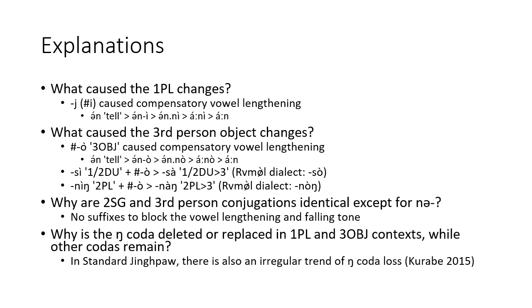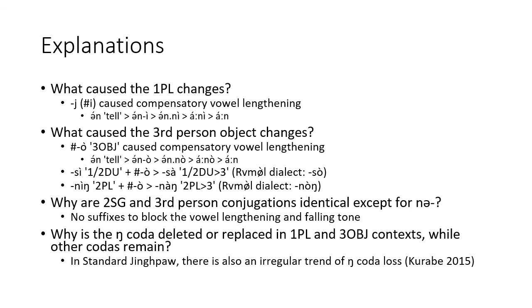Well, we have compensatory vowel lengthening related to the original e suffix. We also have compensatory vowel lengthening with the original o third person object suffix, and that suffix can also explain the si to sa and the ning to nang alternation, which originally probably was so and nong.